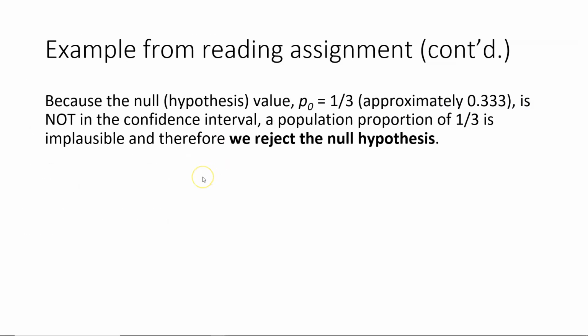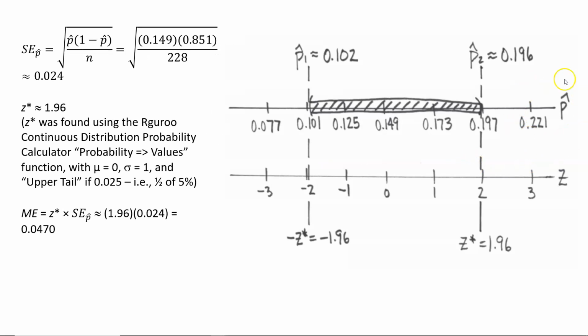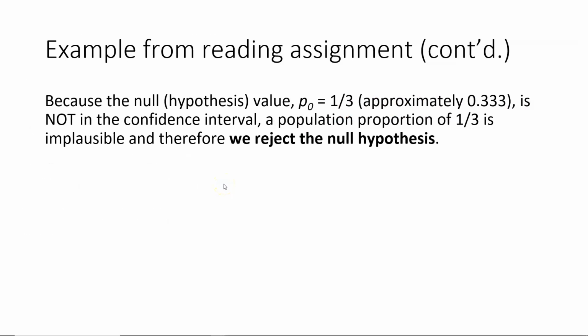Okay, now we go to the conclude step. The first part is evaluating the null hypothesis. We either have to reject or fail to reject it. Now in this case, because the null hypothesis value of 1/3, approximately 333 thousandths, is not in the confidence interval, let's go back and look at that. Notice the confidence interval. I'm circling my mouse on the right-hand side. 333 thousandths would be very far to the right off the scale, well above the confidence interval that we constructed. Therefore, a population proportion of 1/3 is implausible, and we reject the null hypothesis in this case.